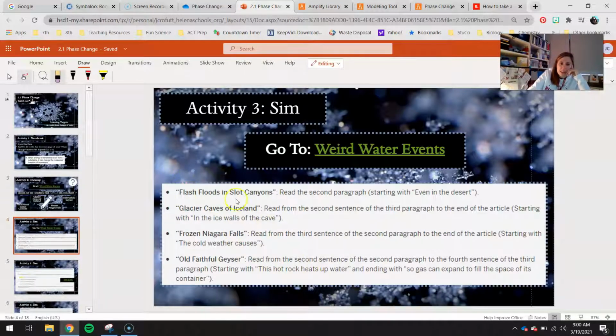So what we know from this is, if we're talking about phase change in this weird water event, we're starting out as a gaseous water vapor in the air.